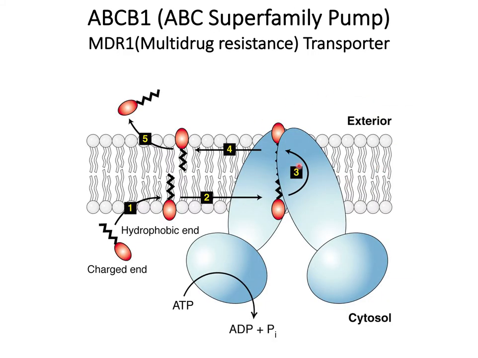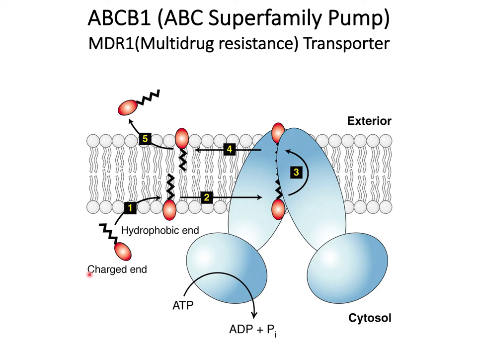So here is an example of the ABC superfamily pump. The ABC superfamily of membrane transport proteins is the largest family of pumps, and it is found in both prokaryotes and eukaryotes. This particular pump was originally known as the MDR1 pump, which stands for multi-drug resistant transport protein 1. The relevance of that will become clear in a minute. But today it is known as the ABCB1 pump. It was the first ABC pump that was identified.